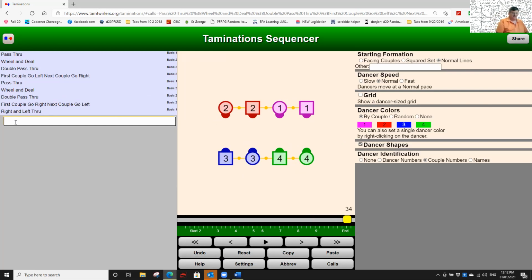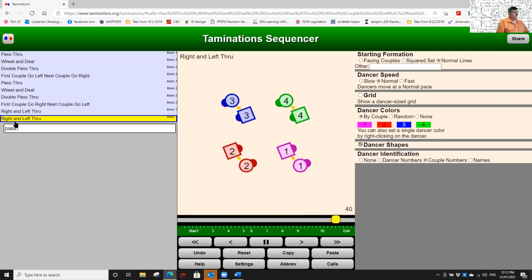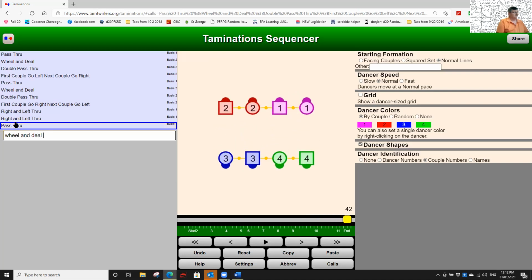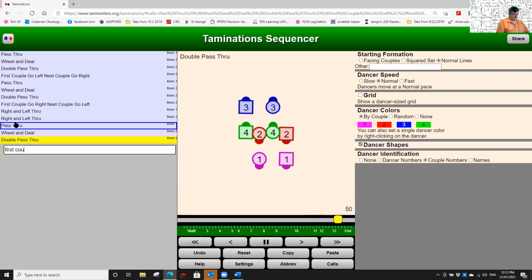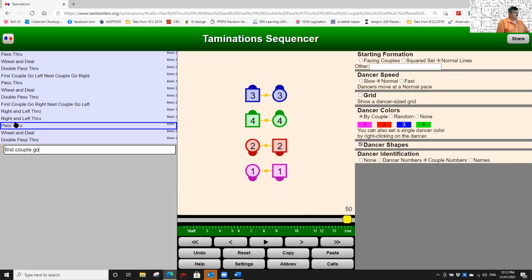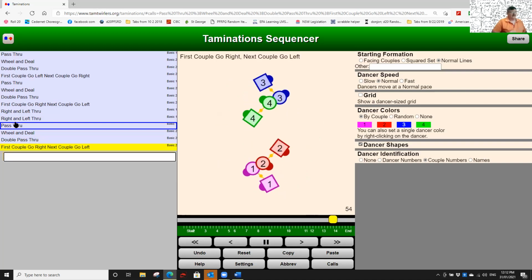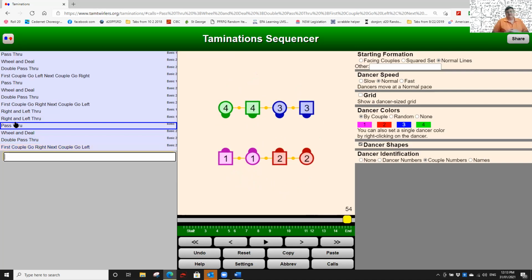But if you do your right and left through first, and then the first couple go right, next couple go left, it has that right and left through effect. By moving that right and left through around, all I've done is cancel it. One at the beginning, one at the end, but I can move the right and left through instead of always putting it at the end and doing the same sequence. I can move it and then do first couple right, next couple left.